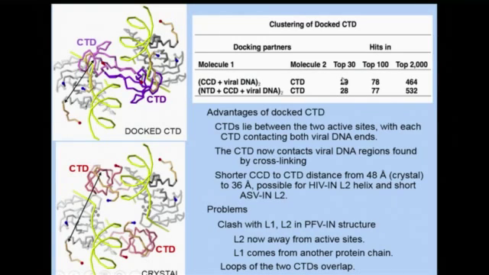28 or 29 of the top 30 are in these two symmetry-related clusters. Within the top 100, over 3/4 are in this cluster. It's better results than I got by docking the pieces into their crystallographic position. It's kind of stunning and unnerving. So it lies right in the middle of the active sites, and it has a shorter distance that can now be spanned by the different lengths of the L2 linker.